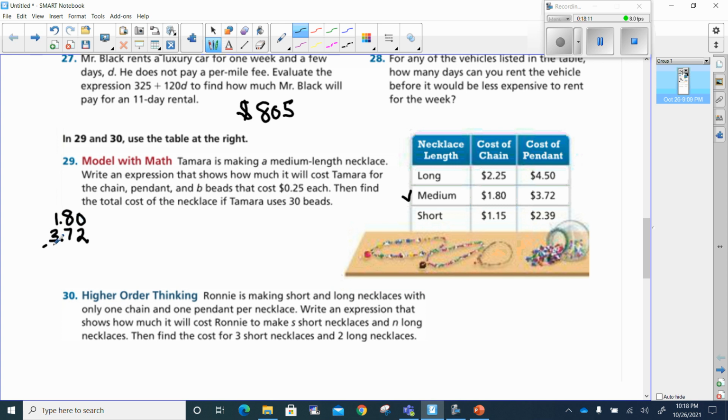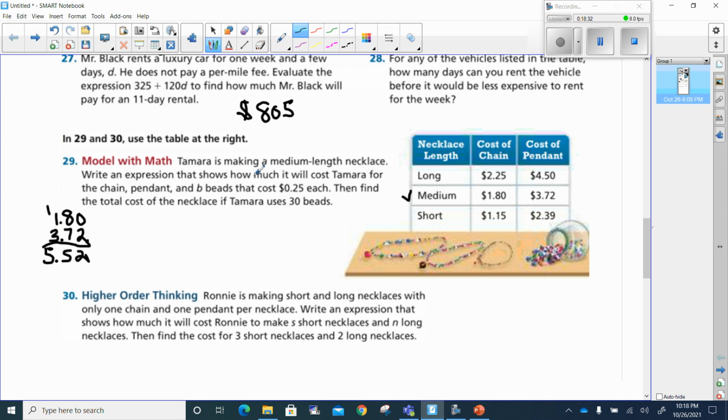Okay, and these two together are going to give me, well, 0 plus 2 is 2, 8 plus 7 is 15, and 3 plus 1 plus 1 is 5. We bring our decimal down, that would be $5.52 that we're paying for the chain and the pendants, all right?